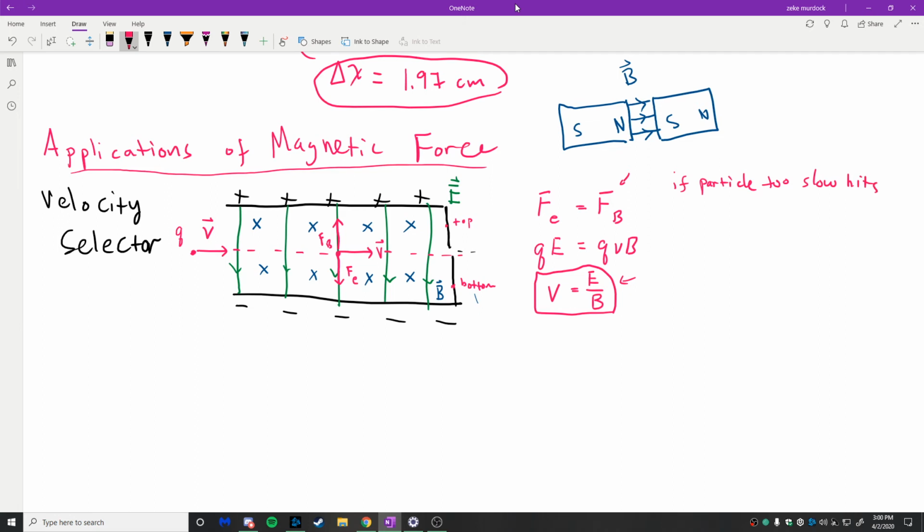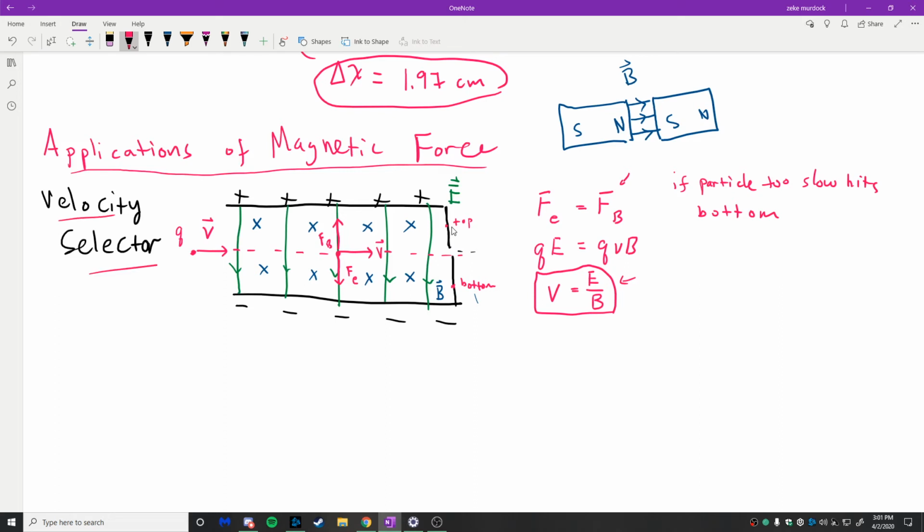So if the particle is too slow, it hits the bottom. And if the particle is too fast, then it's going to curve up, right? A particle that's too slow is going to come in and hit here. A particle that's too fast, the magnetic force is now going to be too big and it's going to hit on the top, right? Does that make sense to you guys? The particles that have the velocity exactly equal to the electric field divided by the magnetic field are like the Goldilocks particles, and these pass straight on through. And that's why you call it a velocity selector.